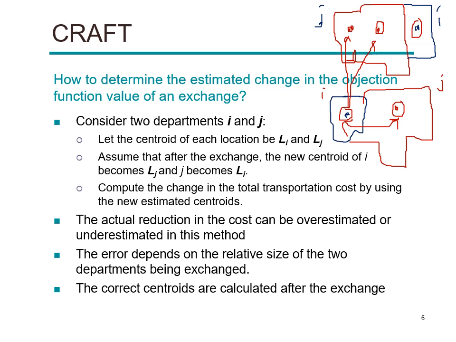And the error that we make with this estimation depends on the sizes of the two departments, their relative size with respect to each other. If one department is very small and the other one is very large, then the estimation error would be larger. But if the department sizes are closer to each other, then the error will be smaller. So after this estimation, when you make this exchange, the correct centroids should be calculated after the exchange.